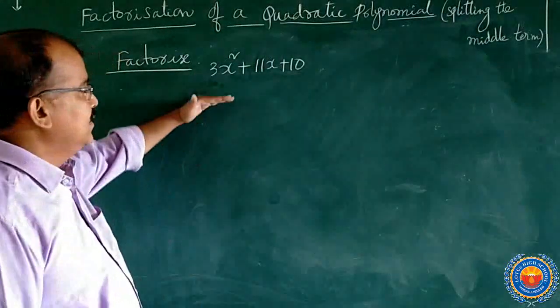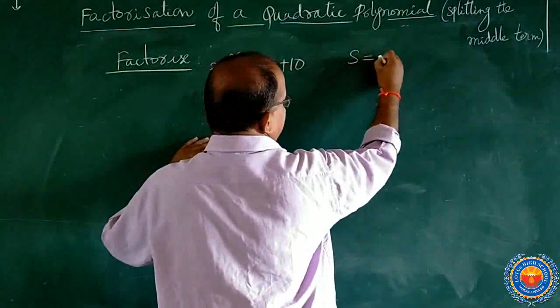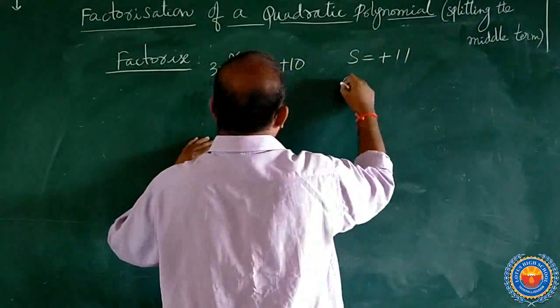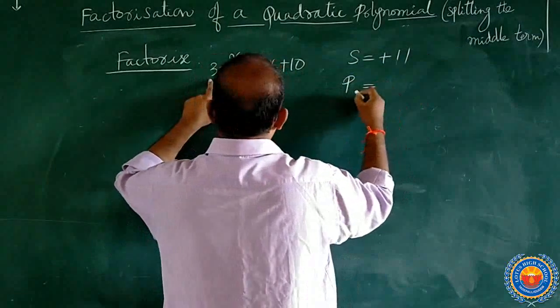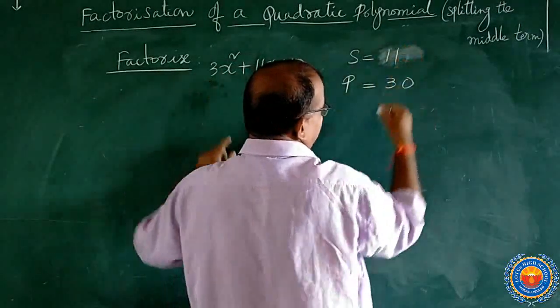Next sum. 3x square plus 11x plus 10. Sum is equal to plus 11. Product is equal to 3 into plus 10, 3 into 10, 30. Plus, another normal way also you can get, no problem.